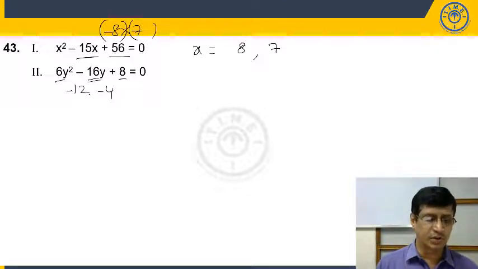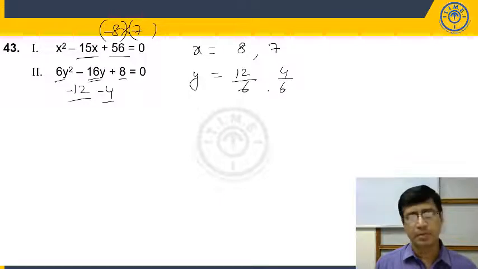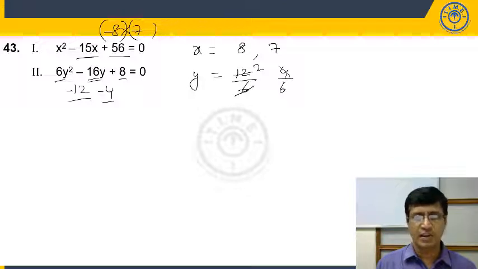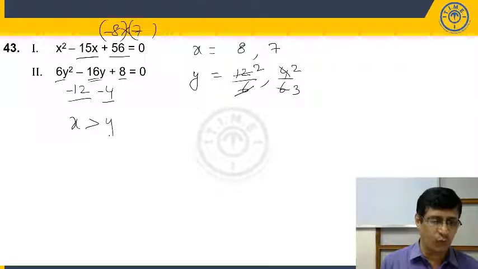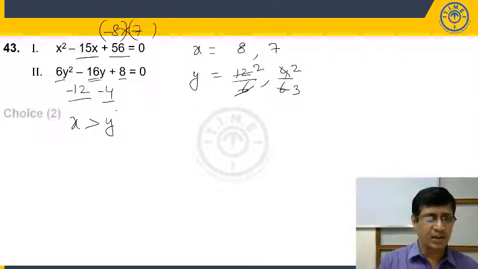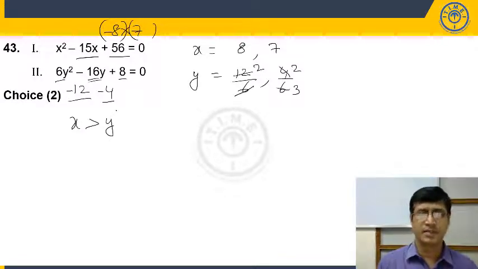Now, just observe this one. What about the roots of the second quadratic equation? y is equal to 12 by 6. Take the same numbers with opposite sign and divide with the coefficient of y square. Now simplify this. What is the cancellation? 6 goes exactly 2 times in 12. On solving this, you will get 2 by 3, dividing with 2. 8 and 7 are greater than 2 and 2 by 3. So x is greater than y. When x is greater than y, what is the right choice? Option number 2, based on the directions given in the beginning of this set of questions.